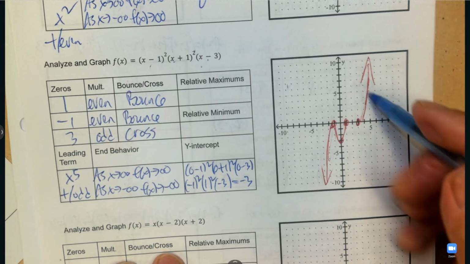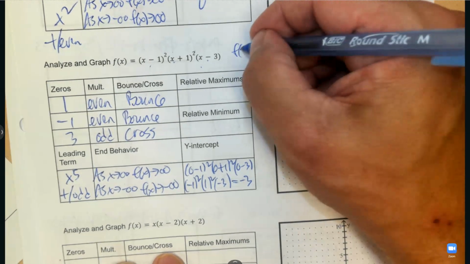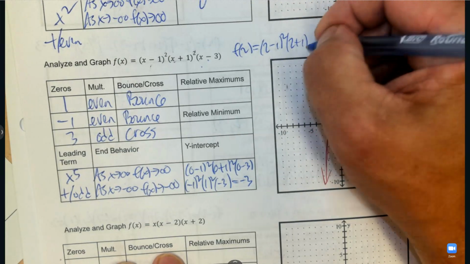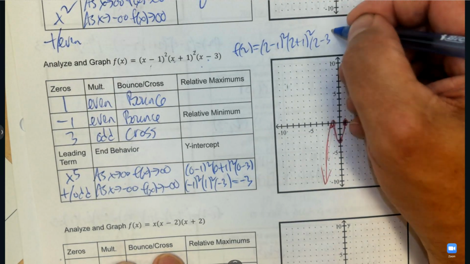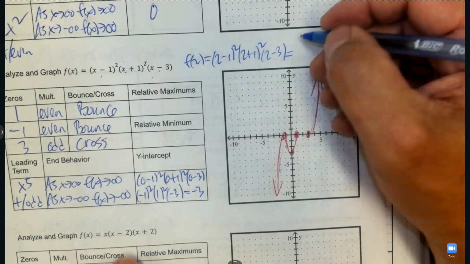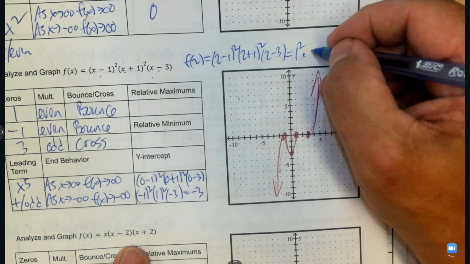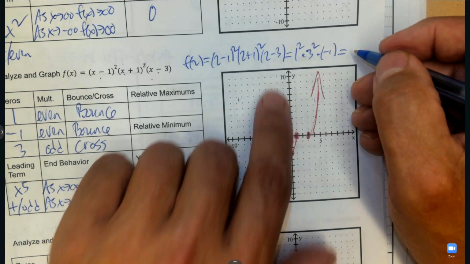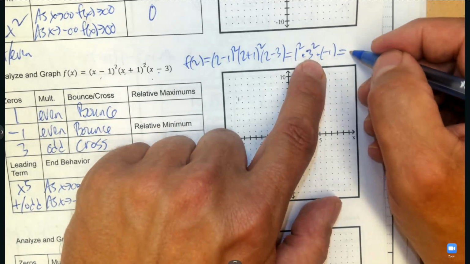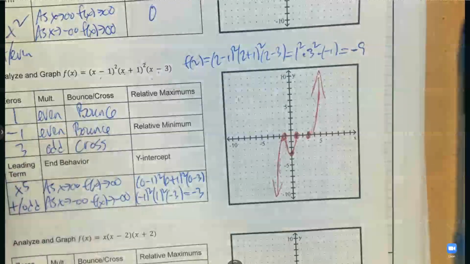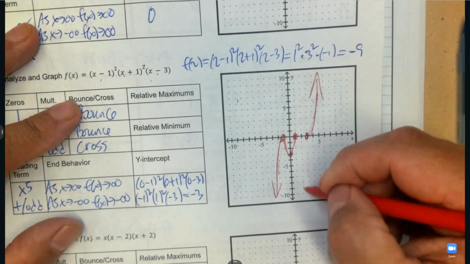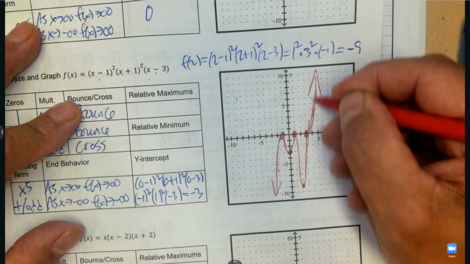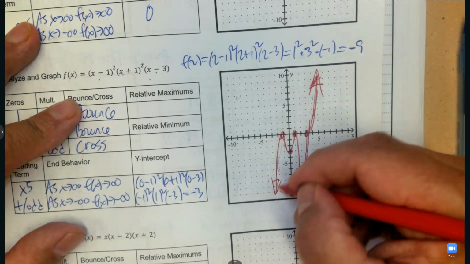The last number I need to try is 2. So I'm going to plug 2 in. So 2 take away 1. 2 plus 1, 2 take away 3. So that gives me 1 squared times 3 squared times negative 1. So that is 1 times 9 times negative 1. So that gives me negative 9. So at 2 is negative 9. So we're going to complete the path. And there it is.